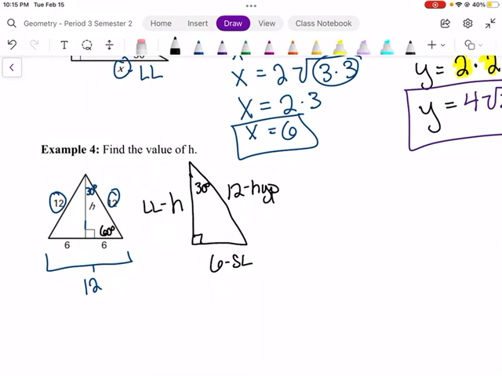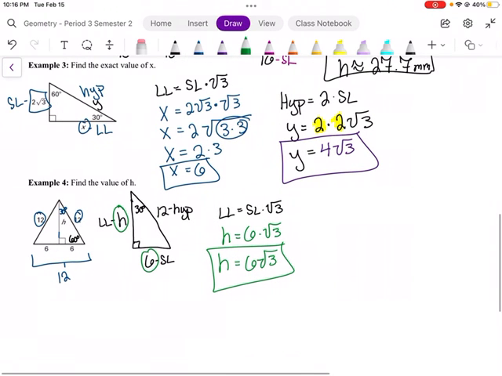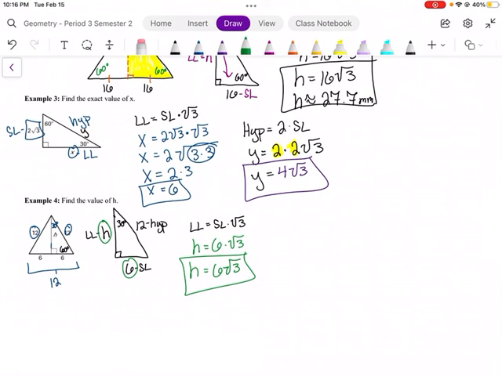So our equation for the longer leg, again, is the short leg times the square root of 3. So our longer leg is represented by h. Our short leg was 6 times the square root of 3. So our height for this is just going to be 6 square roots of 3. This one didn't say approximate on it, so I'm just going to leave it as an exact answer. So again, you want to look for those keywords. If it says approximate, then it's okay to round your answer. If it doesn't, always give the exact answer.